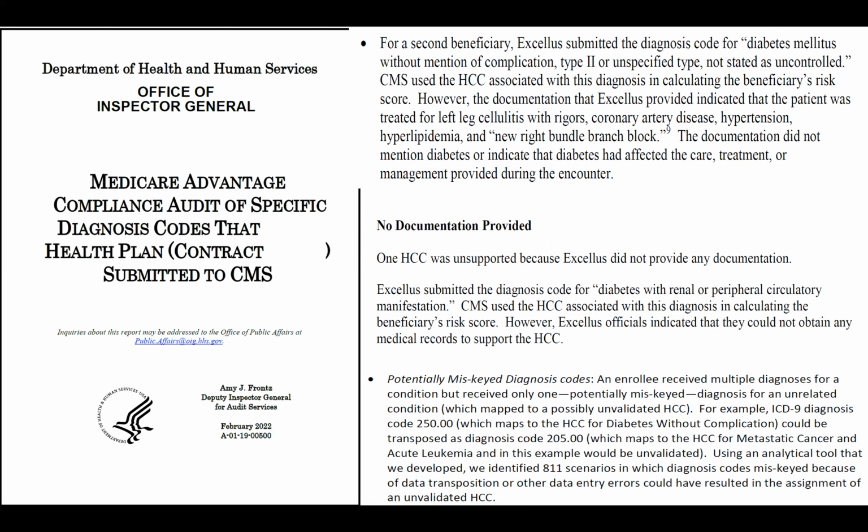So for example, ICD-9 diagnosis code 250.00, which maps to an HCC for diabetes without complication, could be transposed as a diagnosis code of 205.00. On the calculator keys, the coder, instead of keying 250, keys 205. And 205 maps to the HCC for metastatic cancer and acute leukemia. So when we go back to that previous entry where they didn't have any documentation, here's an illustration of how the metastatic cancer HCC won't have any documentation. The patient didn't have cancer. There was a keying error.